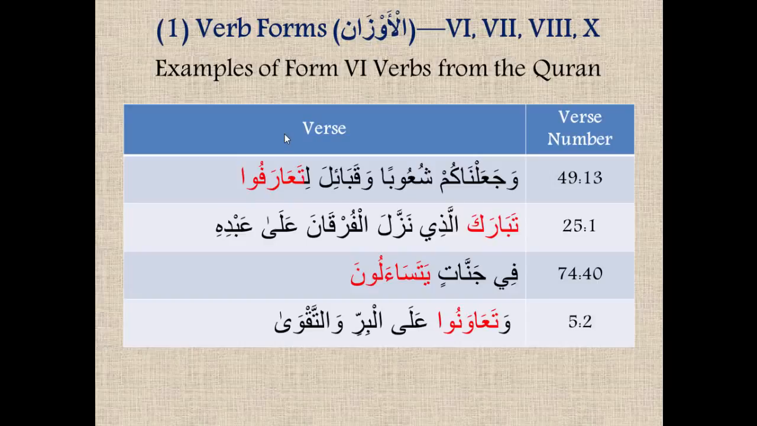Here are some examples of Form 6 verbs found in the context of ayat from the Quran. وجعلناكم شعوبا وقبائل لتعارفوا, تعارفوا, to get to know each other. Example of Form 6 verb: تبارك الذي نزل الفرقان على عبده. The verb تبارك. يتساءلون, Form 6. وتعاونوا على البر والتقوى, تعاونوا.